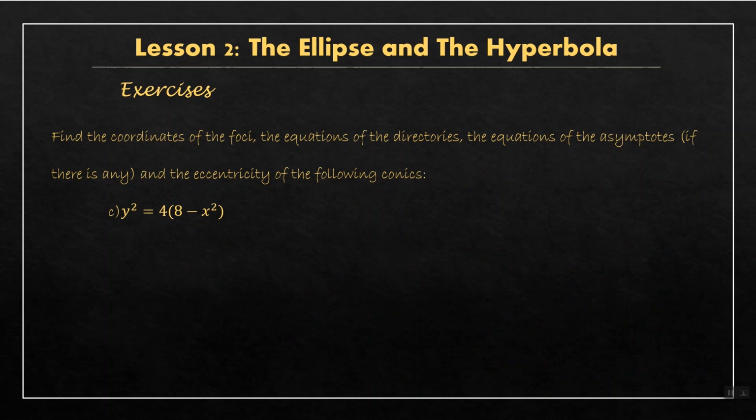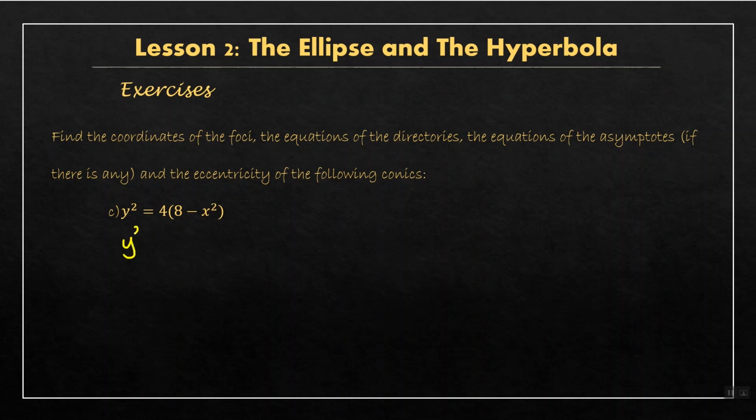This is a question that came last year in the exam. Find the coordinates of the foci, the equation of the directrices, the equation of the asymptotes, if any, and the eccentricity of y squared equals 4 times 8 minus x squared. This was a question that was last year in the exam, and let's see how we solve it.